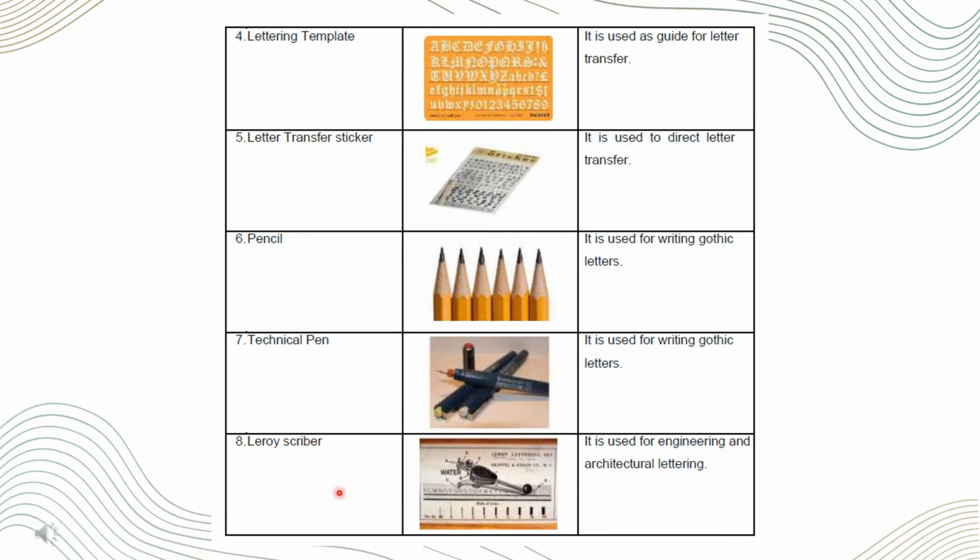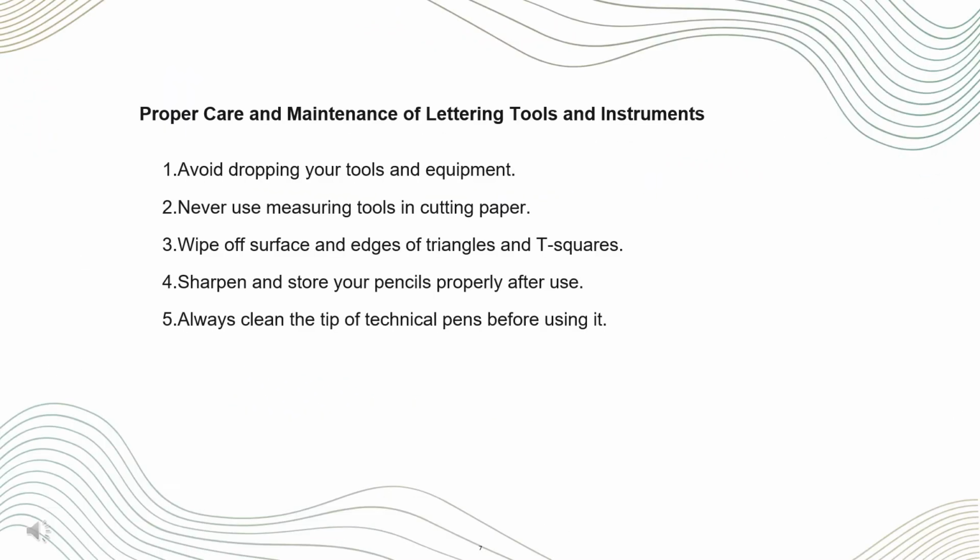And the number 8 is the Leroy Scriber. So this one is the example of the Leroy Scriber. And it is used for engineering and architectural lettering. Now that you have seen the different lettering tools and instruments used, it is time to learn how to properly care and maintain these instruments.